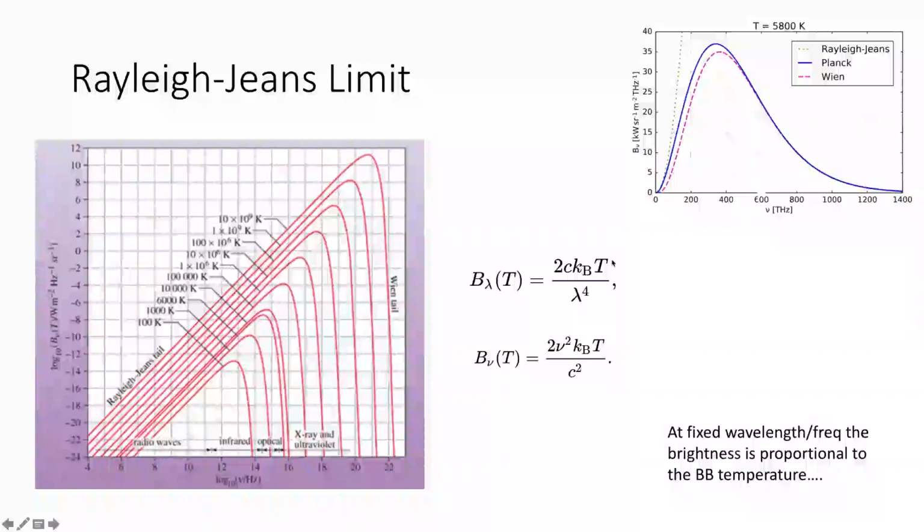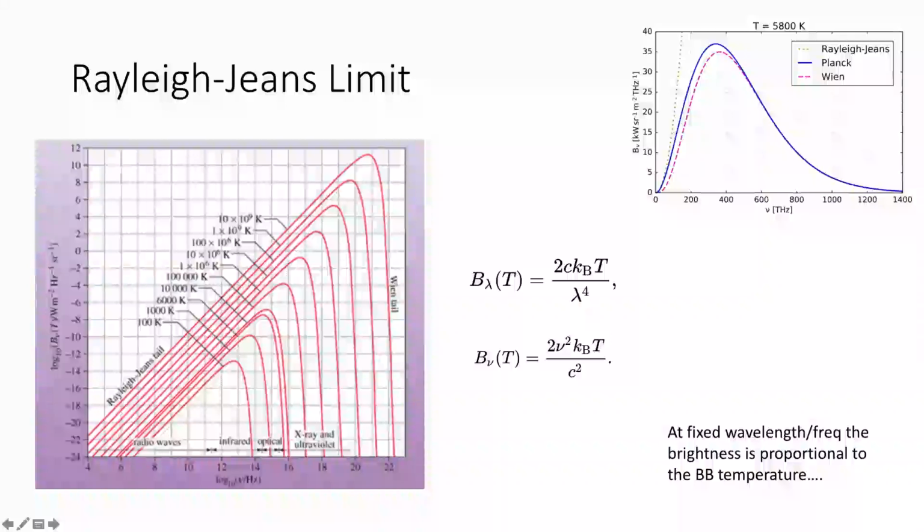So if you increase the temperature of the object you're looking at, the Rayleigh-Jeans brightness increases too. If you double the temperature, you get twice as much power. Here's a nice plot, a little bit low resolution, sorry about that, kind of highlighting this radio regime.